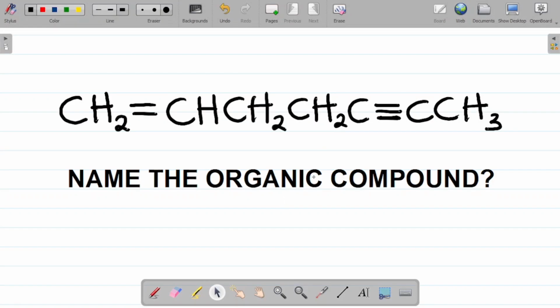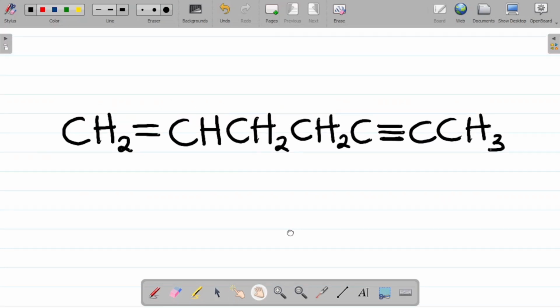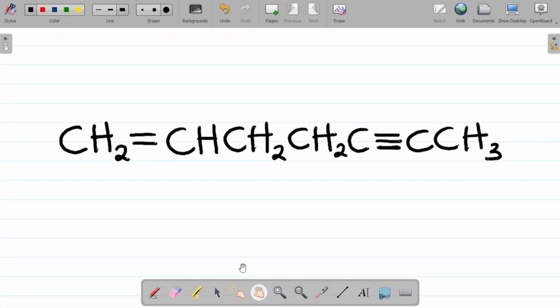For today's class, we're asked to name this organic compound. So how do we name this organic compound? If I'm given this compound to name, what do I do first? What is unique about this compound is that it has a double bond at this point, as you can see, and also a triple bond at this point. So the question now is, how do you name a compound containing both double and triple bonds?